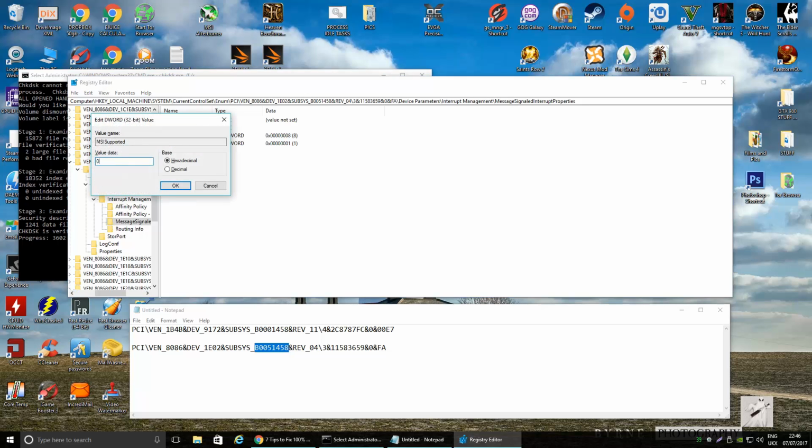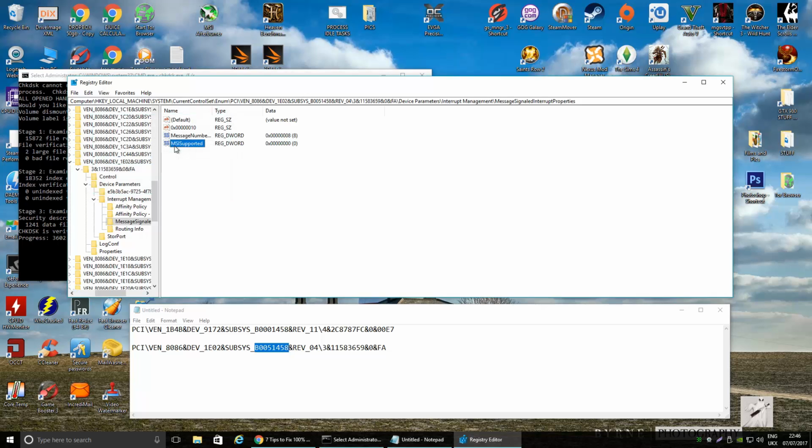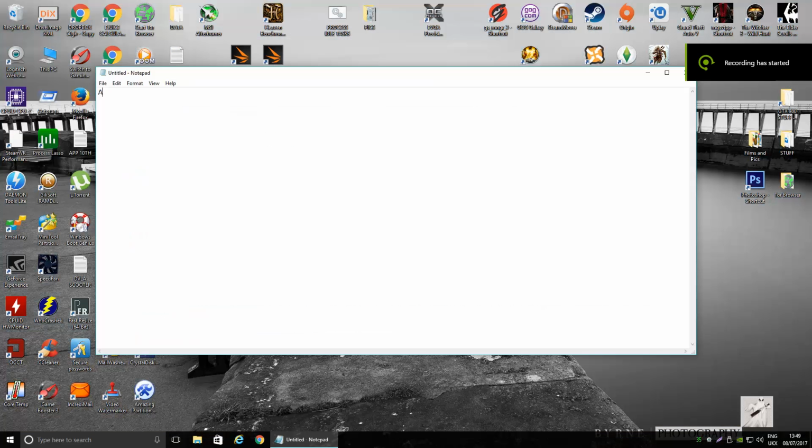I'll show you how to do that in a second, guys. So if you've put your My Documents folder on another drive, please move it back to C drive, because I believe that's part of the problem as well. Okay, so that was that done.